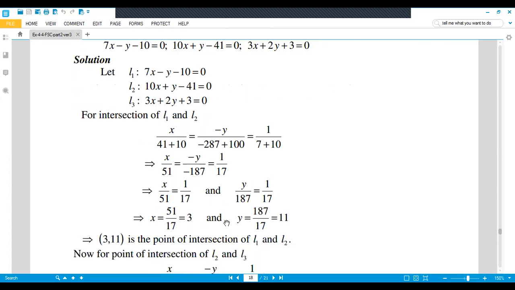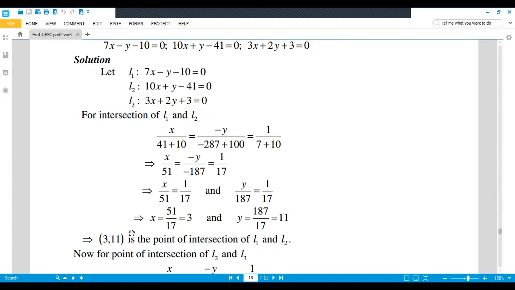When you compare the x value with the constant, x over 51 equals 1 over 17, so you get 51 over 17, which is equal to 3. And similarly, the y value you compare with the constant, y over 187 equals 1 over 17, so you get the value of y as 11. So the point of intersection of L1 and L2 is 3 and 11.